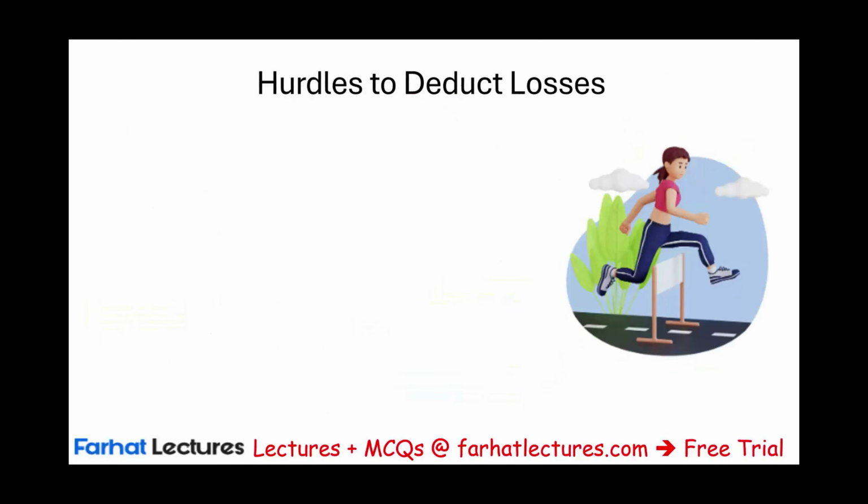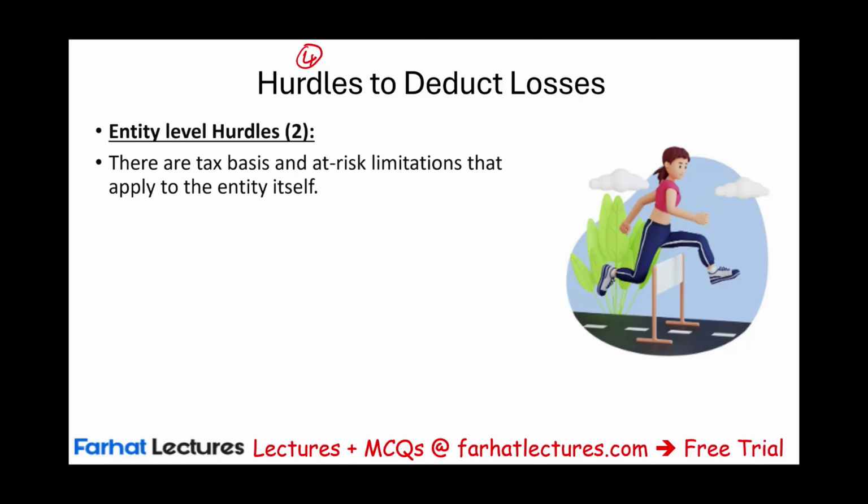Let's start to discuss the hurdles. Hurdles to do what? Obstacles to deduct losses. Specifically, we're going to have 4 hurdles in total. Two are entity level hurdles and 2 are owner or investor hurdles. There are tax basis and risk limitation that apply on the entity level.